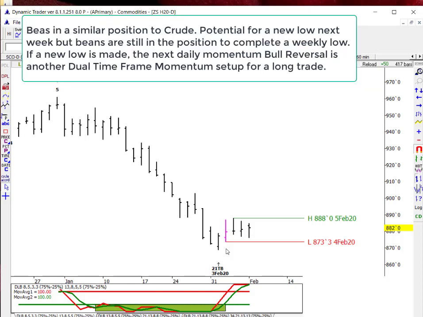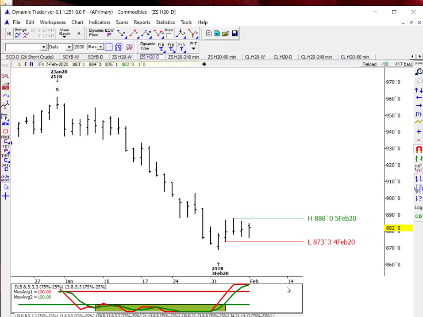If I get stopped out and if beans should go sideways to down into next week, the next daily momentum bull reversal will be another setup for a possible weekly reversal as well. So I'm going to be looking to go long again. So again, we identify the conditions when a market is near a higher time frame reversal, then we go down to the lower time frame to actually execute into the trade.